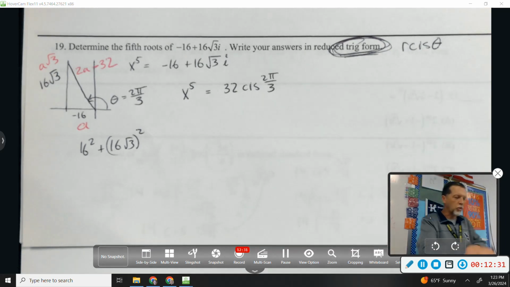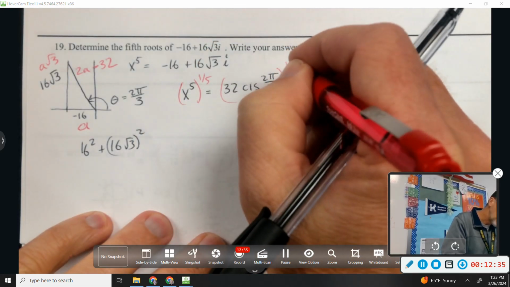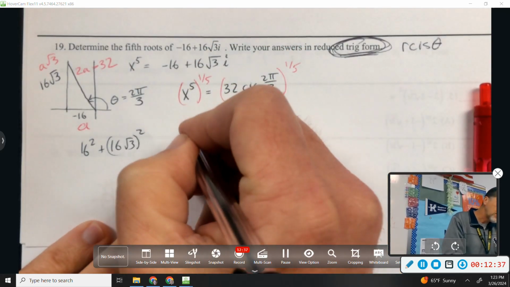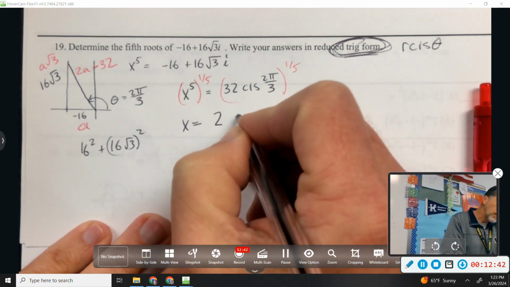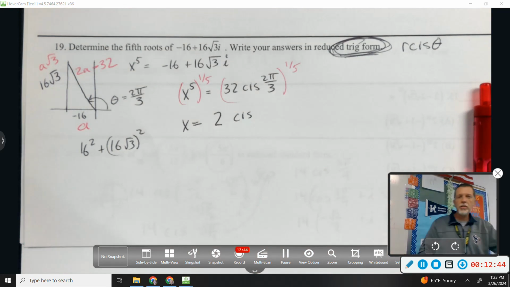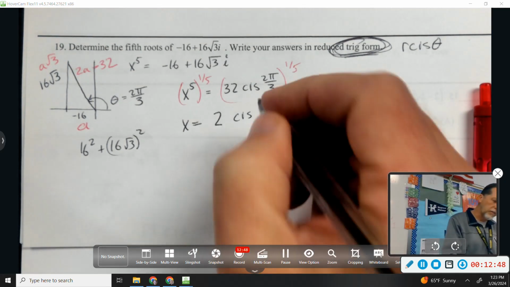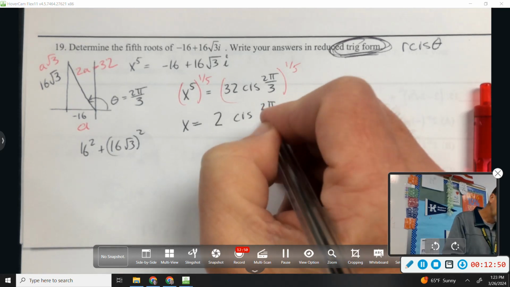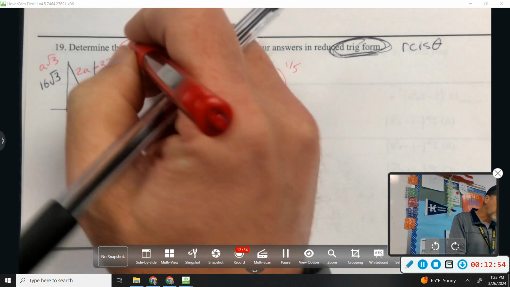Now I can do the trick where I raise both sides to the 1/5. Take the 5th root of both sides. 32 to the 1/5 is 2. And then multiply the angle and the power. So that'd be 2 pi over 15. And that's my first answer. I know I'm supposed to have 5 answers.